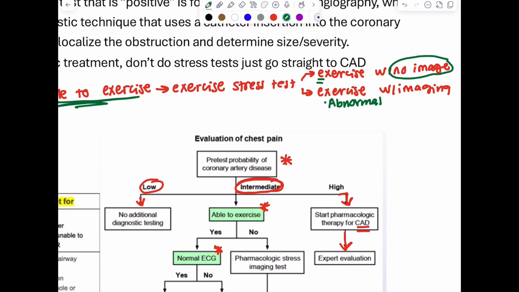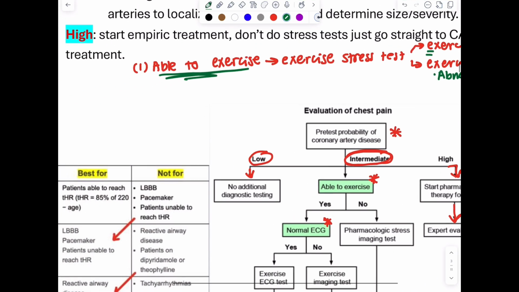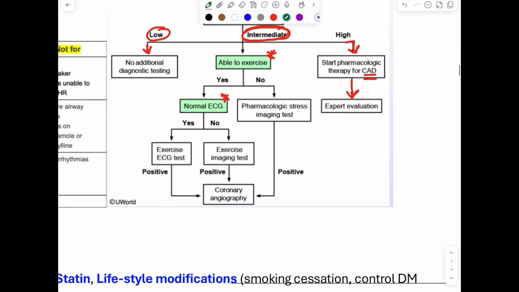The exercise ECG that you're going to do is going to be with imaging. And we're going to talk about the imaging type. We're going to talk about the pharmacological stress testing in a little bit. But just know, right here, can you exercise? Yes. Then is your baseline ECG normal? Let's say it's yes right here. Then you just do the good old exercise test.